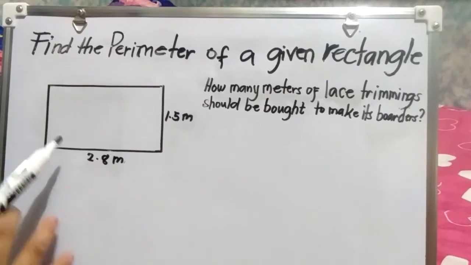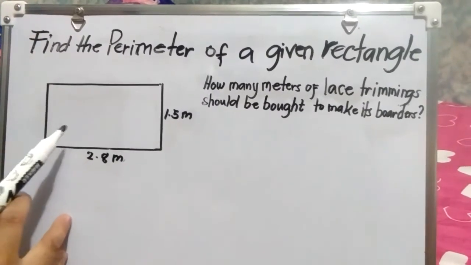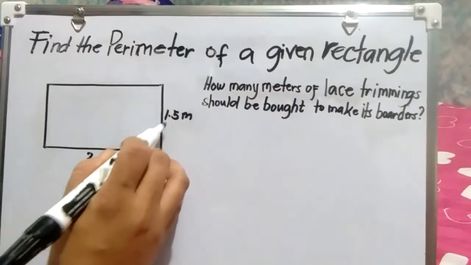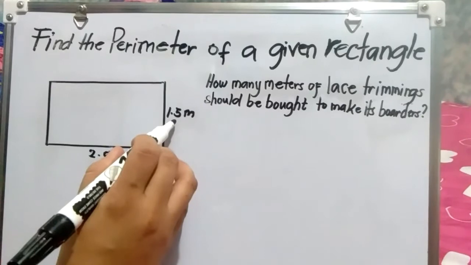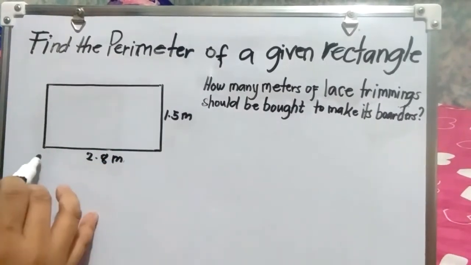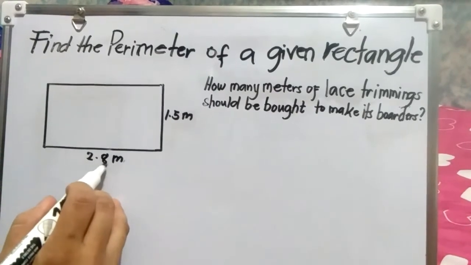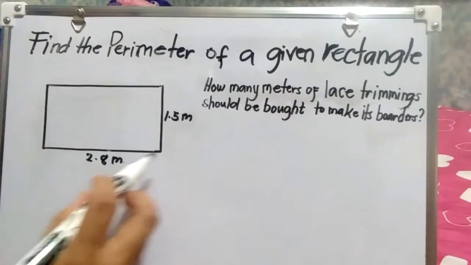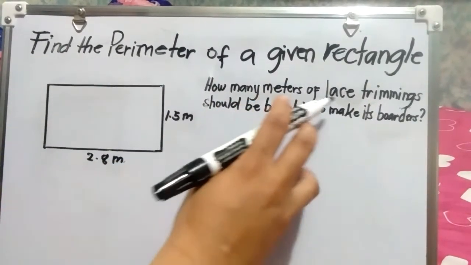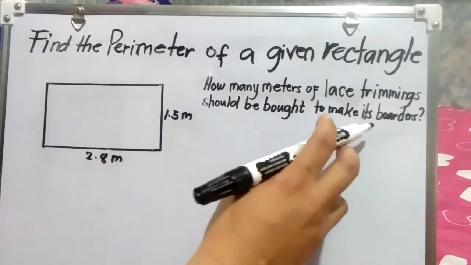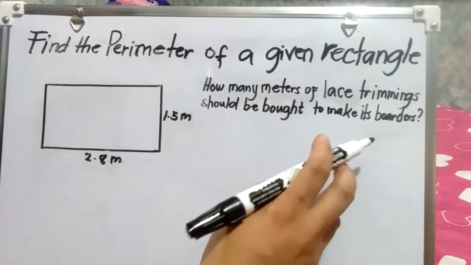So, for example, a rectangular tablecloth has a width of 1.5 meters and a length of 2.8 meters. So, how many meters of lace trimmings should be bought to make its borders?